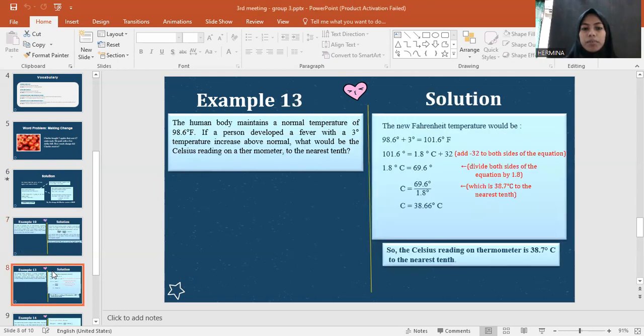Next, example number 13. The human body maintains a normal temperature of 98.6 degrees Fahrenheit. If a person develops a fever with a 3-degree temperature increase above normal, what would be the Celsius reading on the thermometer, to the nearest tenth? So the solution is, the new Fahrenheit temperature would be 98.6 degrees plus 3 degrees, which is equal to 101.6 degrees Fahrenheit.